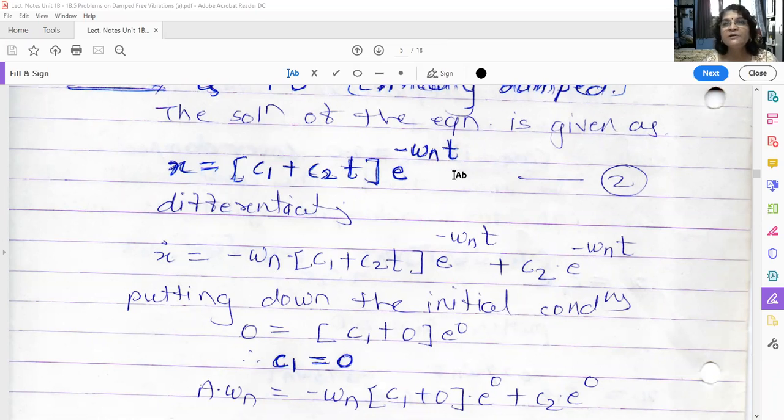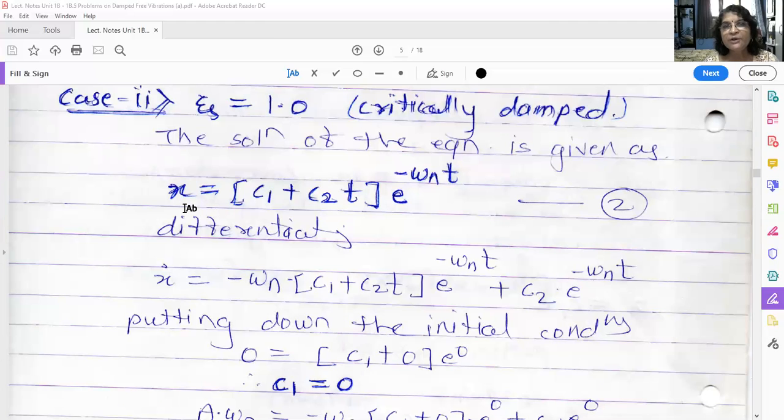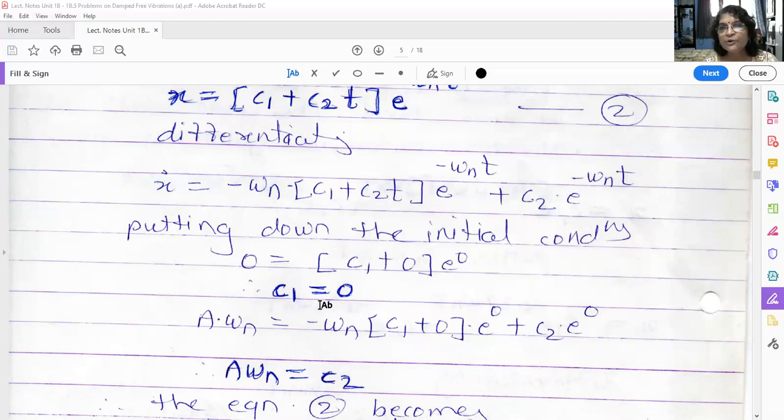So differentiate first v, dv by dt. So that is minus omega n into e raised to minus omega n t, and this term as it is. Plus differentiate this one. What is the differentiation of C2 into t? It is C2. And keep this term as it is, e raised to minus omega n t. Okay. Now apply the first condition to this x. So x is equal to 0 at t is equal to 0. That means 0 is equal to C1 plus 0 into e raised to 0. So we will get C1 is equal to 0.